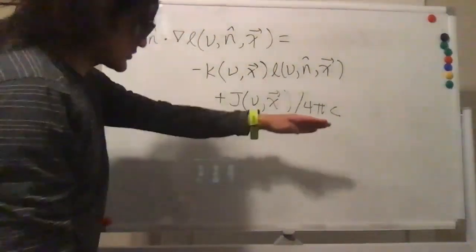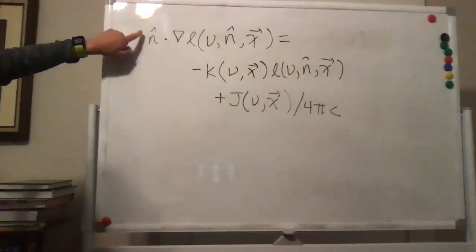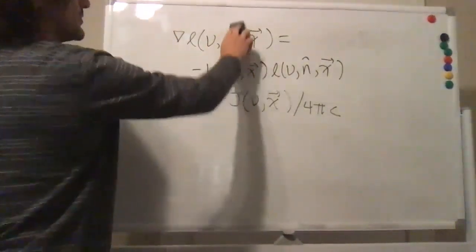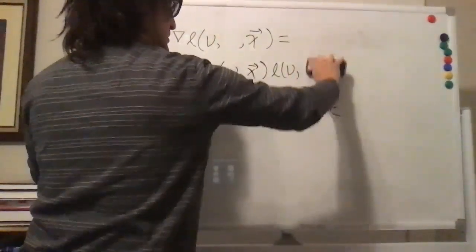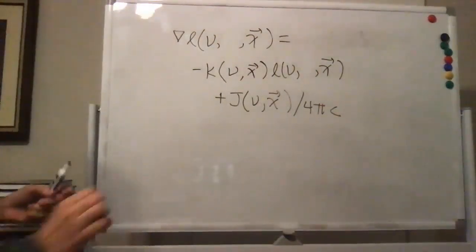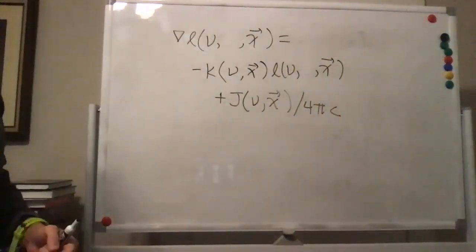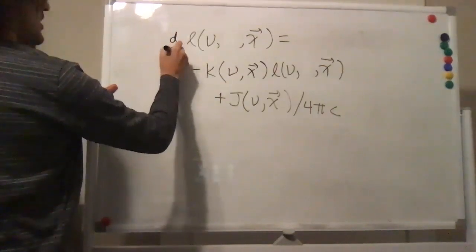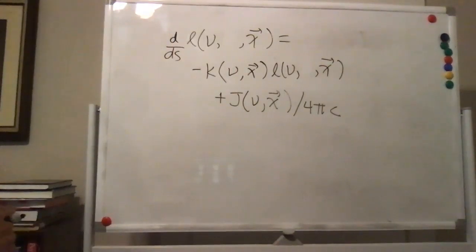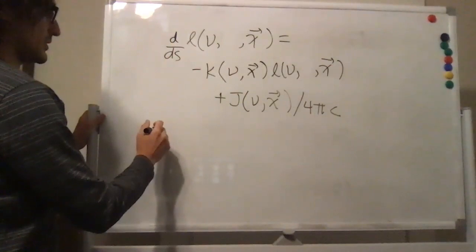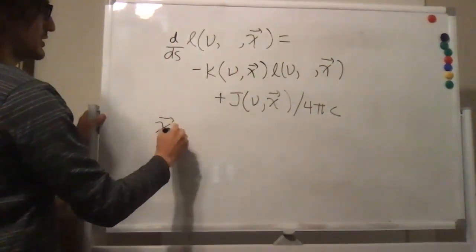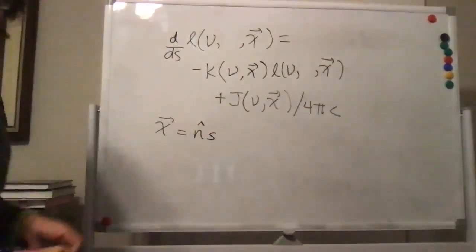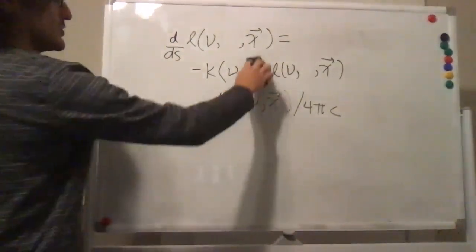But since we're looking in a straight line, we can get rid of all the references to the normal vector here for our particular case. And because we're going in a straight line, this is only in one dimension instead of three. So we can call that the ds, and we can replace x with ns. Because we're getting rid of the n, we can just replace it with s. So this makes it a little easier.